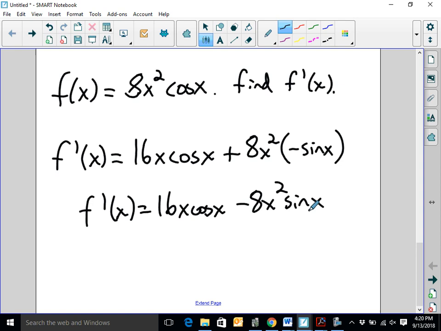That's it for today on the product rule. We'll have some practice on this on Monday. But before we get there, I'm going to give you another video tomorrow on the quotient rule. Also a very, very important rule that will help us along the way.